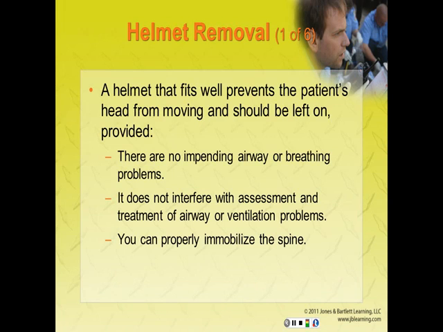As you plan your care of a patient wearing a helmet, ask yourself the following questions. Is the patient's airway clear? Is the patient breathing adequately? Can I maintain the airway and assist ventilations if the helmet remains in place? Can the face guard be easily removed to allow access to the airway without removing the helmet?